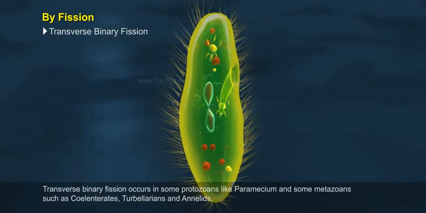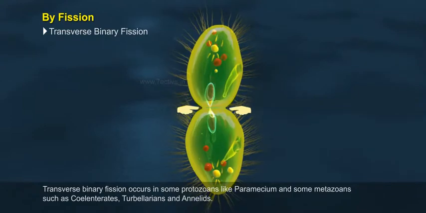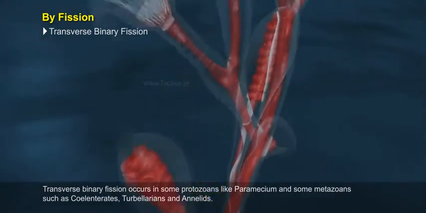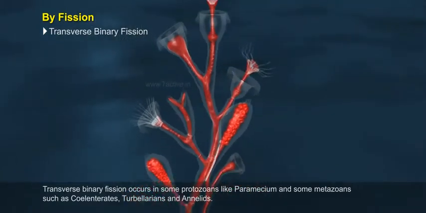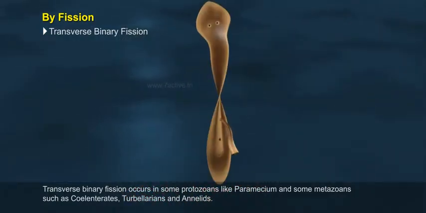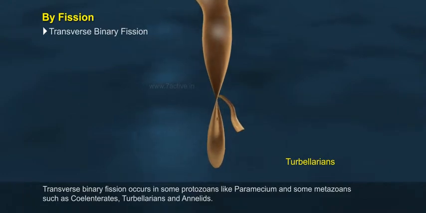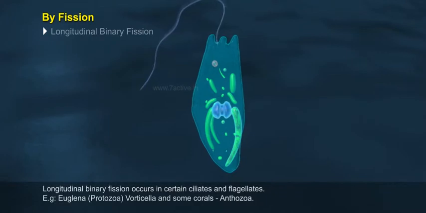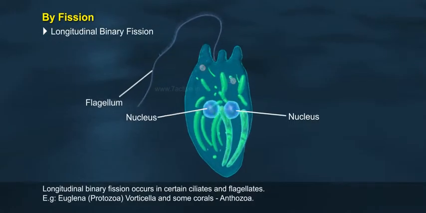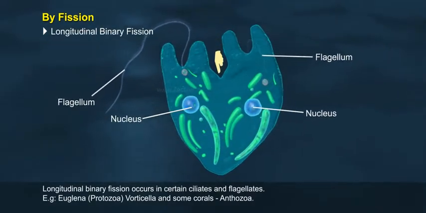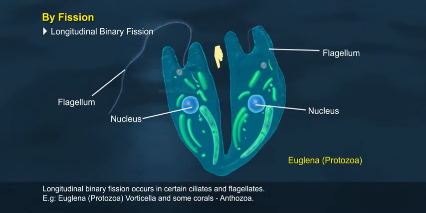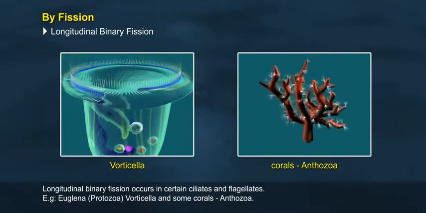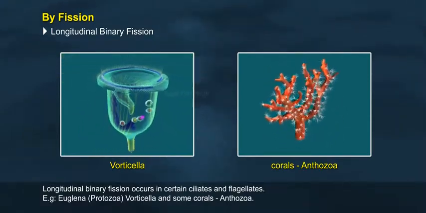Transverse binary fission occurs in some protozoans like Paramecium and some metazoans such as coelenterates, tubularians, and annelids. Longitudinal binary fission occurs in certain ciliates and flagellates. Examples: Euglena, Vorticella, and some corals (Anthozoa).